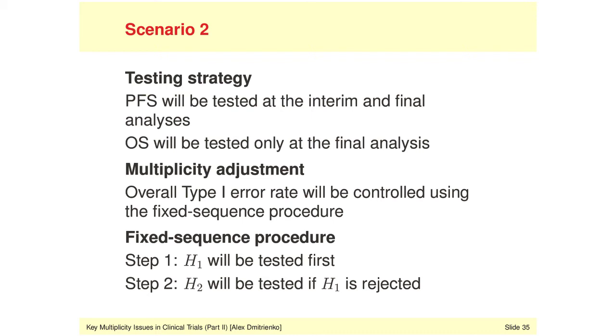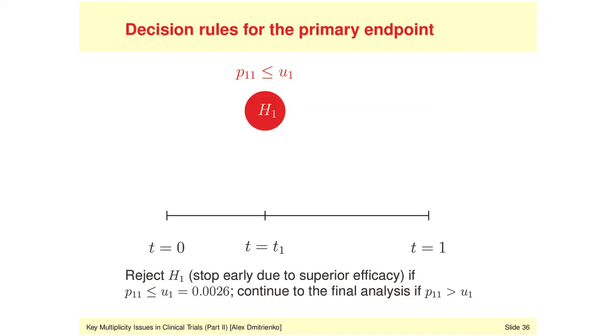We're going to apply the same multiplicity adjustment based on the fixed sequence testing procedure to control for potential alpha inflation due to the analysis of multiple endpoints in this trial. Assuming scenario 2, we will very briefly define the decision rules for the primary endpoint. For PFS, they're actually going to be exactly the same as in scenario 1, because the difference between scenarios 1 and 2 was related to the way the overall survival effect will be addressed.